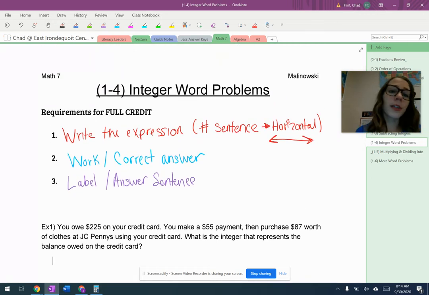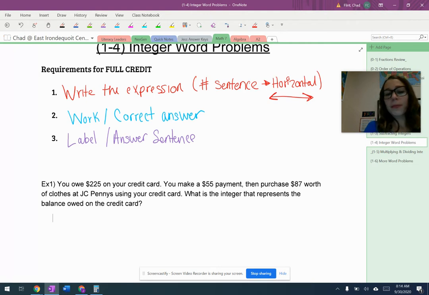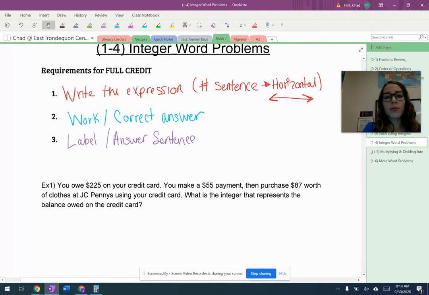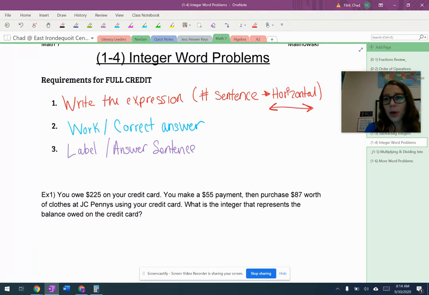Welcome back for example 1 of 1-4. So remember, we need three requirements to get full credit on these word problems: a horizontal number sentence, work and a correct answer, and an answer sentence.